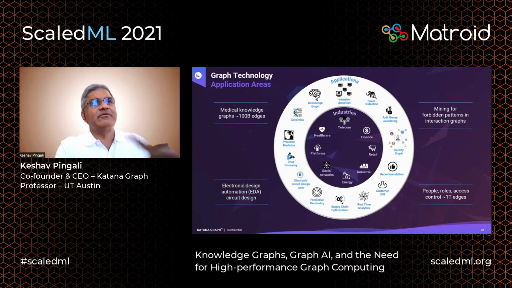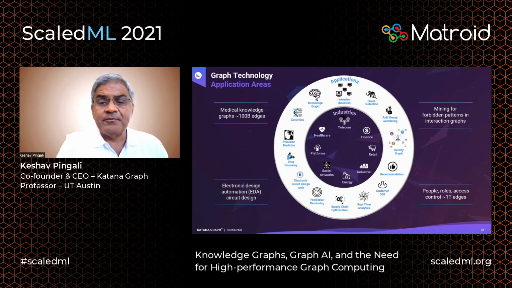You basically have a very big graph, and then you're looking for certain patterns within this big graph. So it's the classic needle in a haystack problem. Another area where we are actively involved is in the identity management space. We have a customer who ultimately wants to go to a graph with 1 trillion edges.